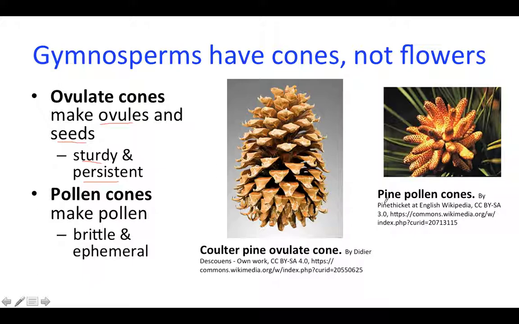So over here on the right where we see pollen cones, there's about 24 cones in this picture. And you can see that these are fairly small, maybe a couple of centimeters long, and they are flimsy. So these are easy to break, they're brittle, and they're ephemeral, meaning that they fall off quickly.